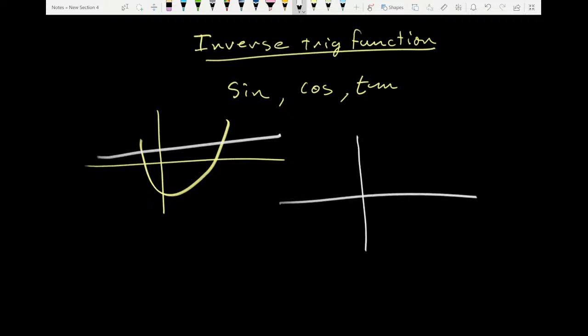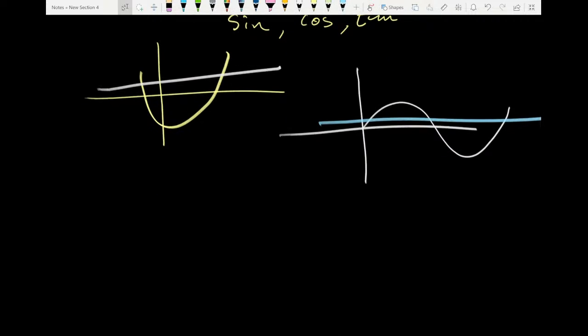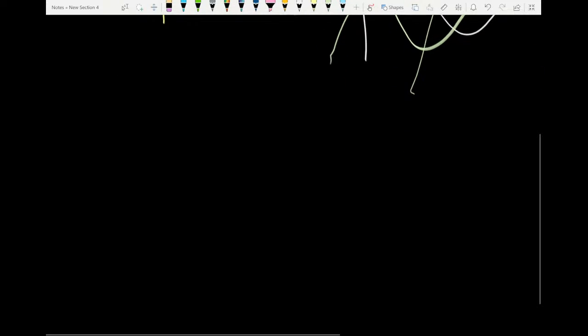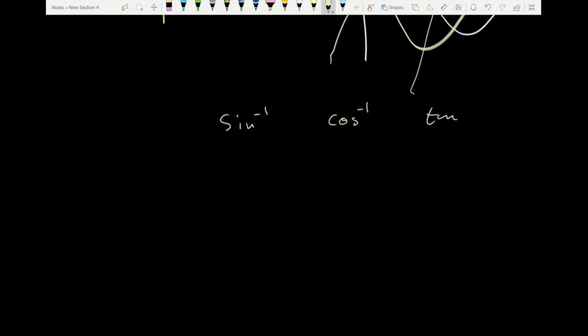So if I'm looking at sine, you can see it doesn't pass the vertical line test. Same as cosine too. If you draw cosine, cosine looks like this, doesn't pass it. Tangent doesn't pass it because it's periodic. So how do we find the sine inverse function, or cosine inverse function, or tangent inverse function? The way we go about doing that is we restrict them.